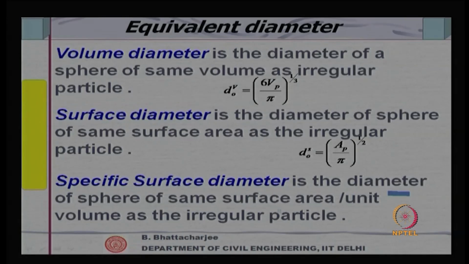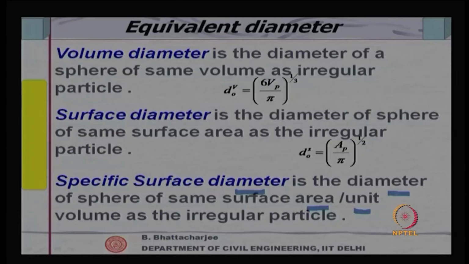diameter of a sphere of the same surface area per unit volume as the irregular particle. So, this is called specific surface diameter. Now, we talked of specific surface earlier in connection with cement, and we were mentioning that surface area per unit mass or per unit volume is used as specific surface. In the context of aggregate, we will be talking in terms of surface area per unit volume as the specific surface.